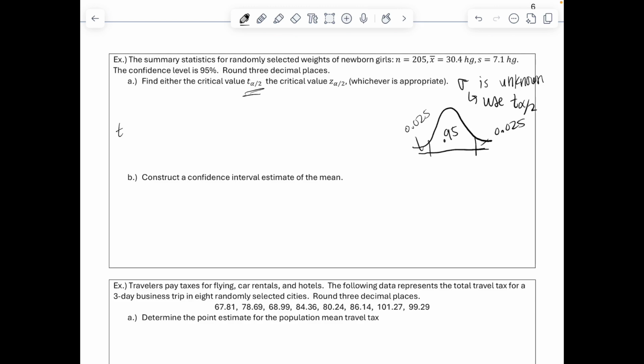In order to find our t sub alpha over 2 value, this is going to be inverse t. Area to the left, our critical values are going to be the positive ones. So I'm going to call this one t sub alpha over 2. Area to the left is going to be 0.975, comma, and then degrees of freedom. Degrees of freedom, abbreviated df, is n minus 1. So our degrees of freedom is going to be 205 minus 1, which is 204.